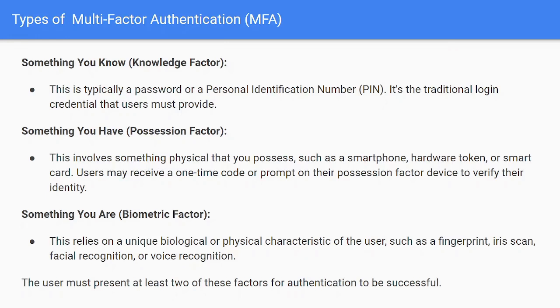And the last one is something you are. That has to do with the biometric factor, something that has to do with your physical attributes as an individual. So we have your thumbprint, that's your fingerprint. We have your iris, that's for your eye. We have facial recognition, recognizing your face. We have voice recognition, recognizing your voice. You understand? So the user must use at least two of these factors for authentication to be successful.